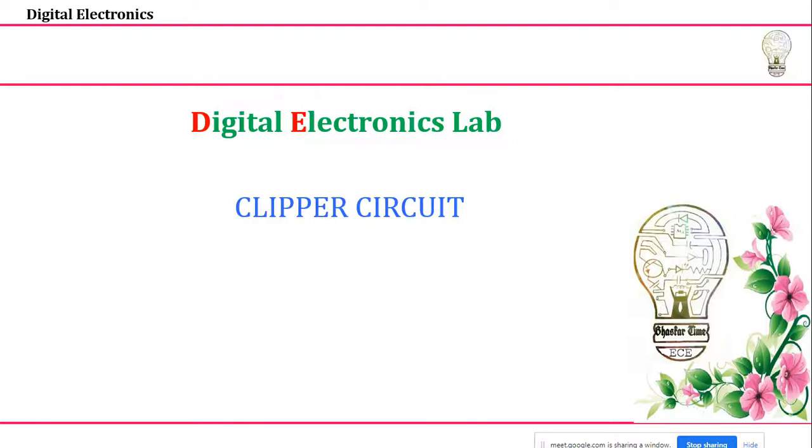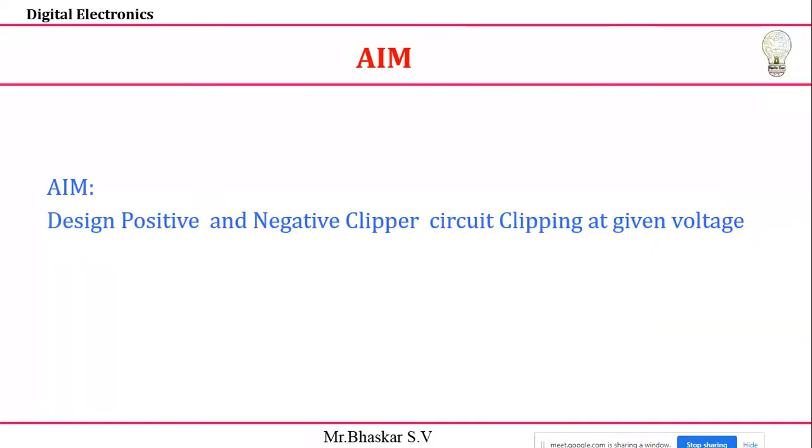About the clipper circuit. Later we'll see the clamper circuit. So what is the aim of our experiment? Write down the aim of the experiment: design positive and negative clipper circuits clipping at a given voltage.